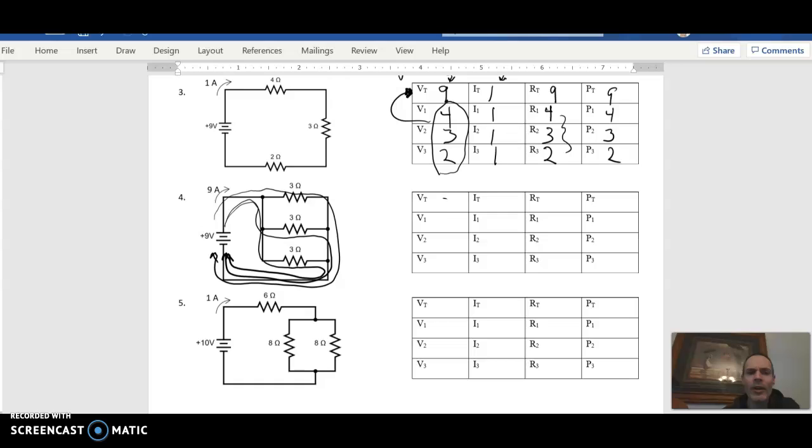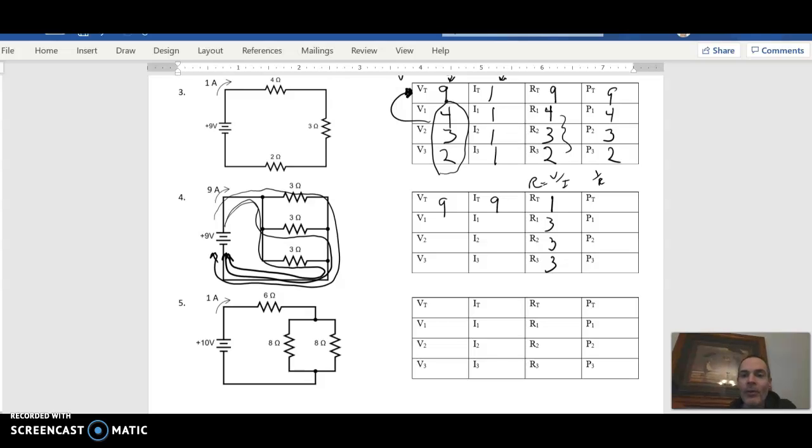So the total voltage here was 9. The current total was 9. And I know these are 3 ohm resistors. The total resistance, again, I could do that 2 ways. R would be V divided by I, so 9 divided by 9. Or I could have used that equation for parallel circuits.